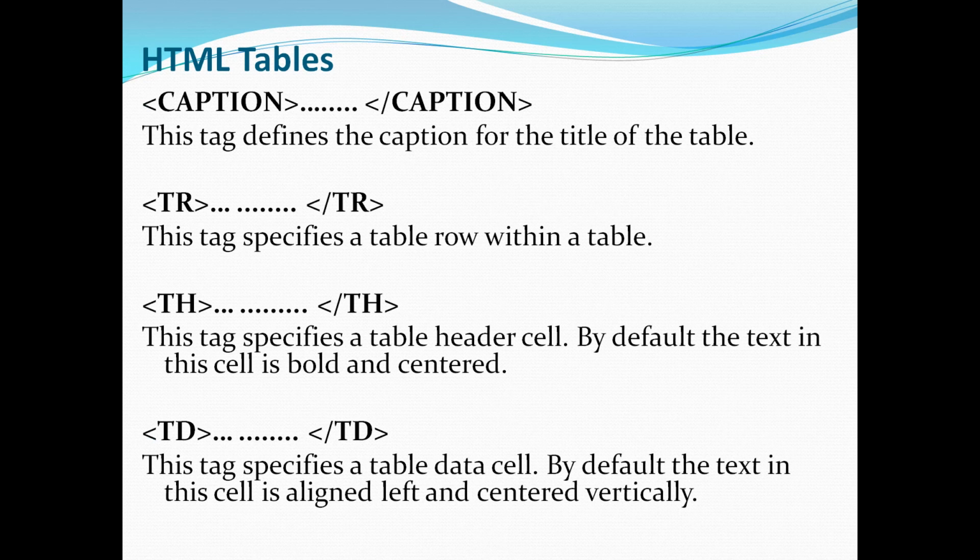Next, inside the table tag, there are different tags available. The first one is the caption tag. This tag defines the caption or title for your table. For a particular table, if you want to give a caption, for example, a timetable, if you are going to create a table with a timetable, then timetable is the heading.